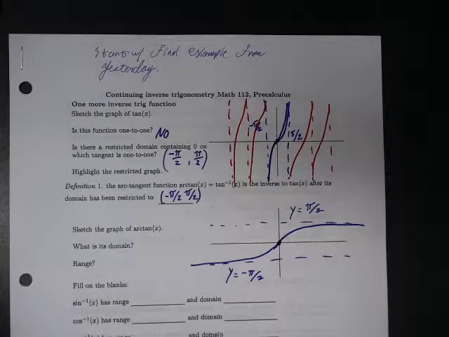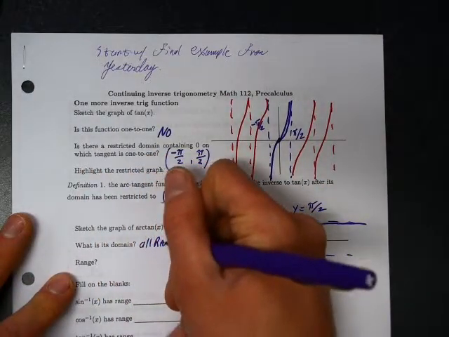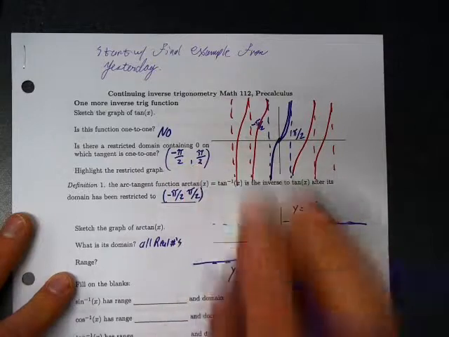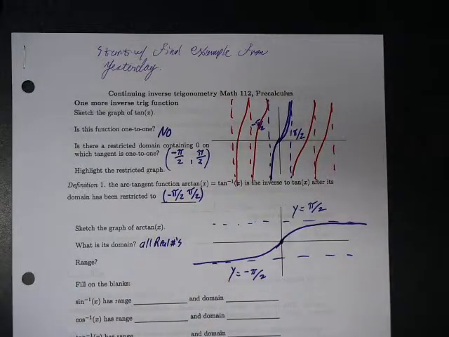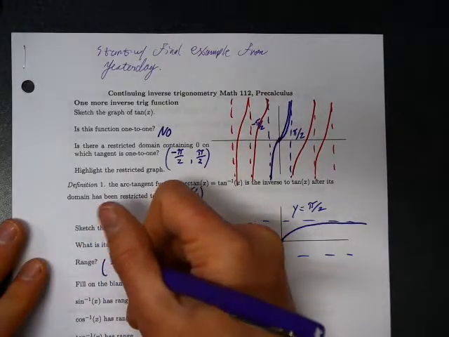So let's compute some things from this. Just by looking at this graph, what's the domain of that function? All real numbers, negative infinity to infinity. Take your pick. What is the range of that function? Negative pi over 2 to pi over 2, non-inclusive. Negative pi over 2 to pi over 2, excluding the endpoints.